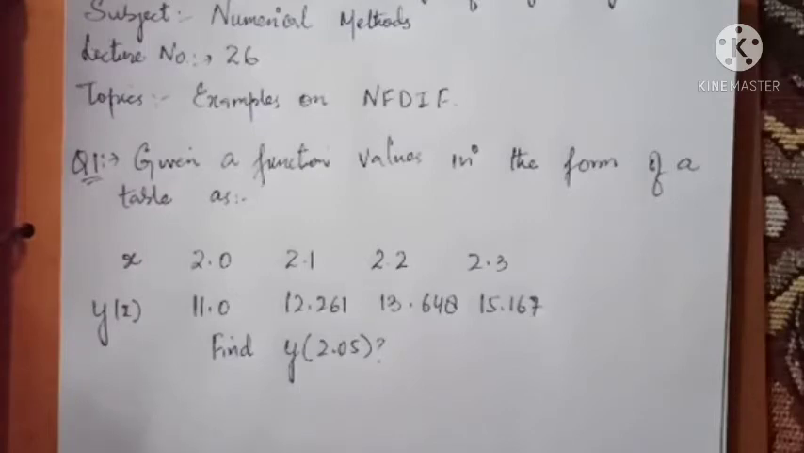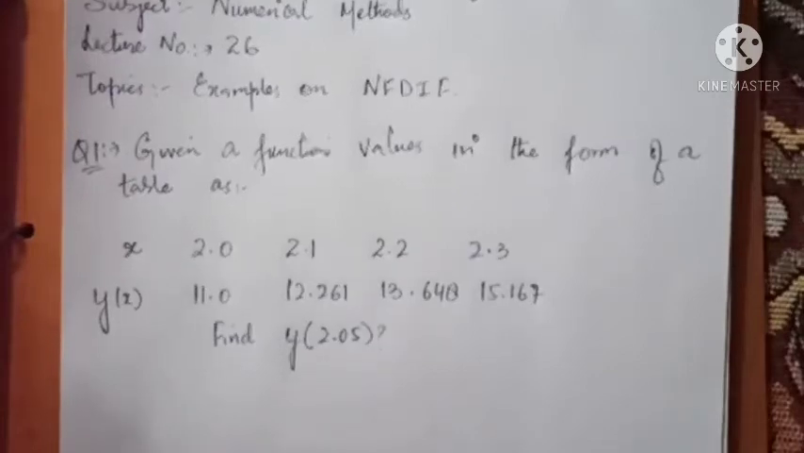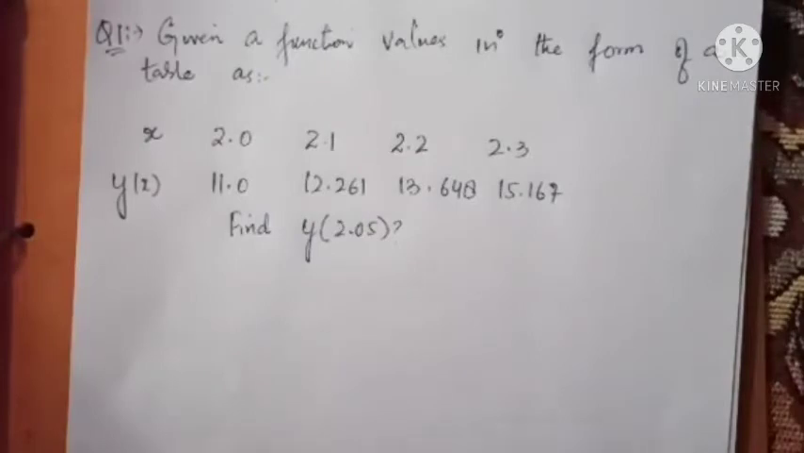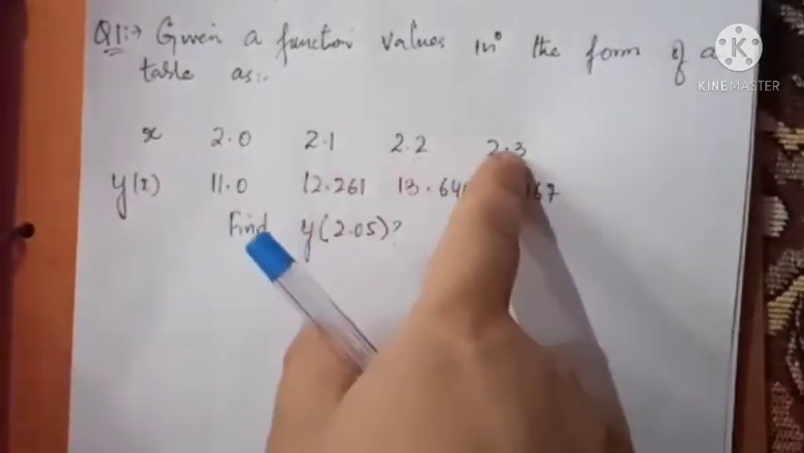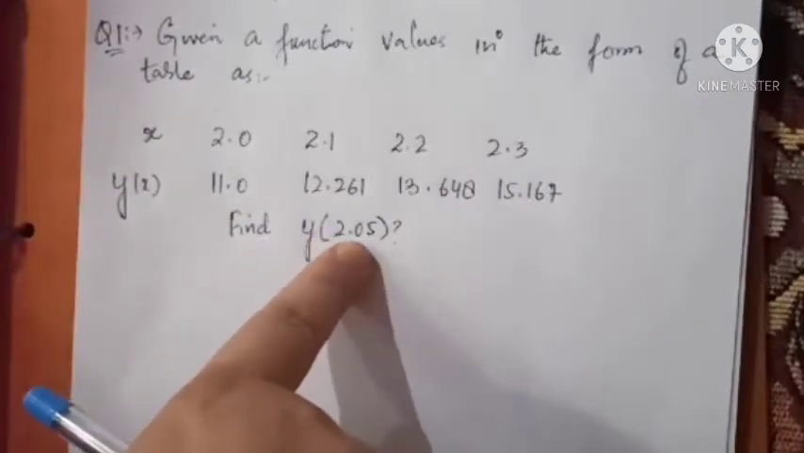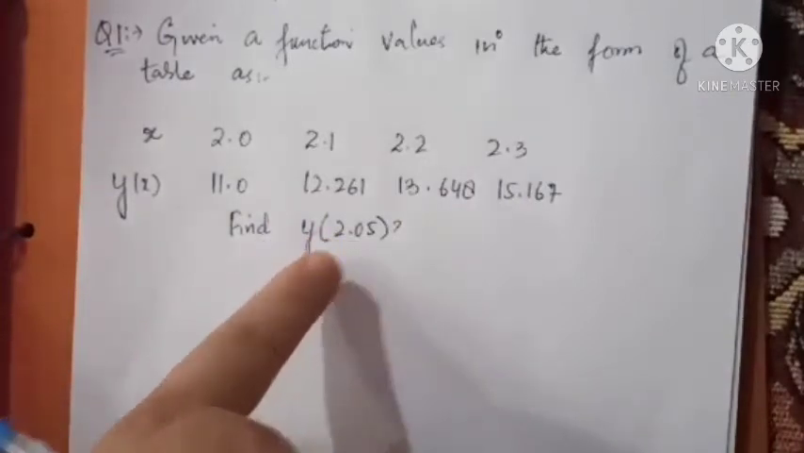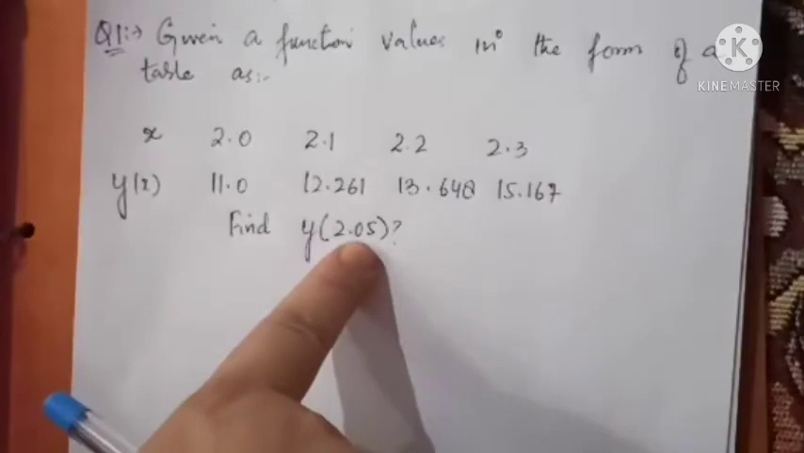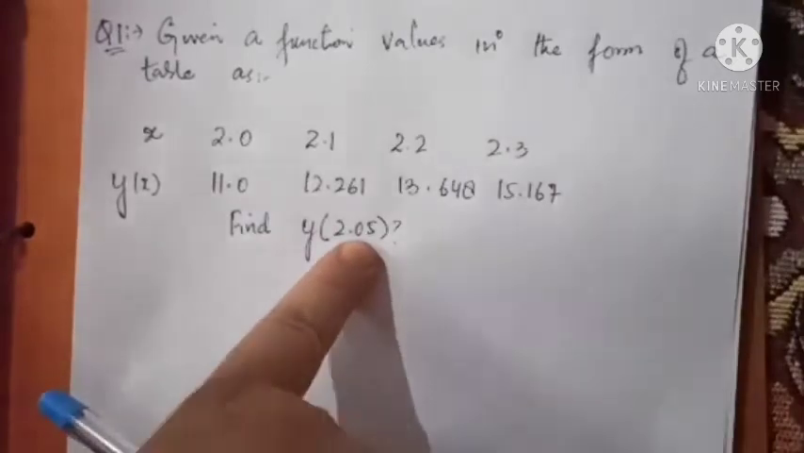Today we will do two more examples from the topic Newton's forward difference interpolation formula. The first question is, as you are seeing, we have given all the data points and these are the function values, and this is what we have to estimate. We have to estimate the value of y when x is equal to 2.05.